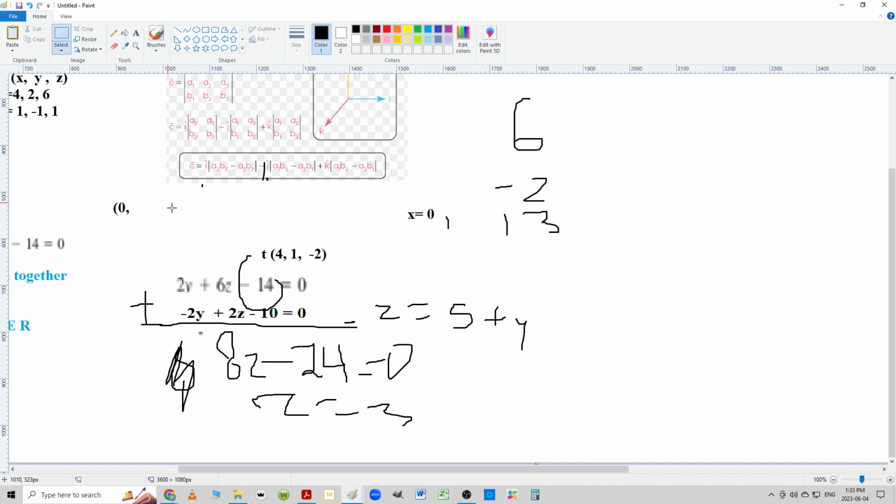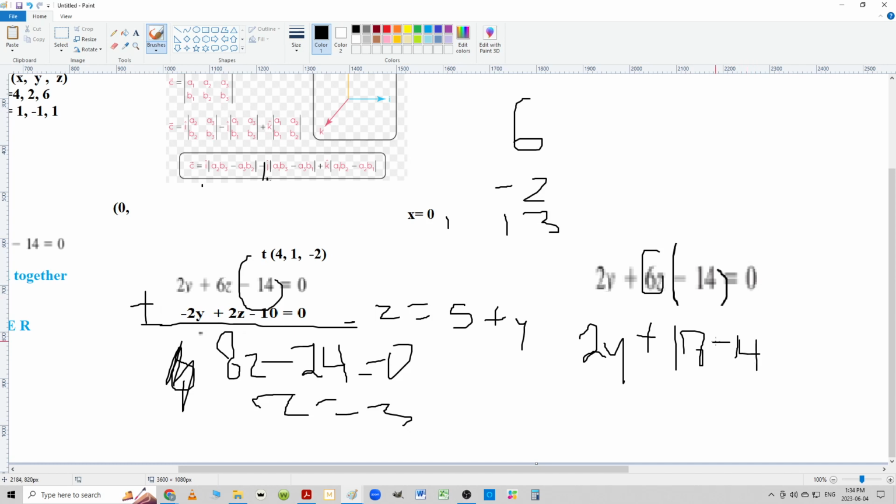All I have to do is take any equation, even the original one with x equal to 0. In this case, I can just take this one and make z equal 3. So I get 2y, and what happens when z is 3 here? I get 18 minus 14, which is 4. So 2y plus 4 is equal to 0, 2y is equal to minus 4, and y is equal to minus 2.